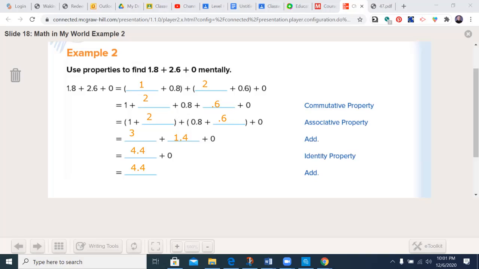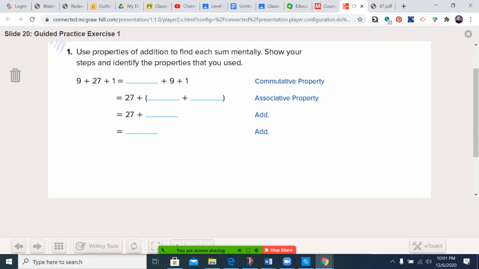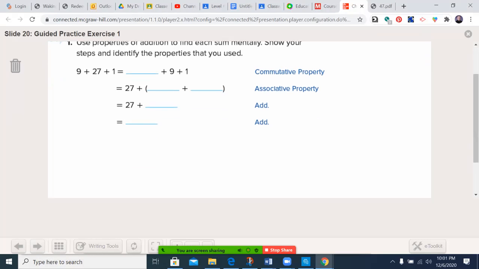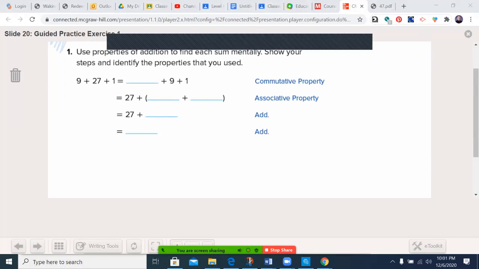All right, let's go ahead and do the guided practice together. We see the answers here. Use properties of addition to find each sum mentally. Show your steps. Again, in your head, you're not going to write down the steps, but for today, I do expect you to do such. Sorry. It's about learning.